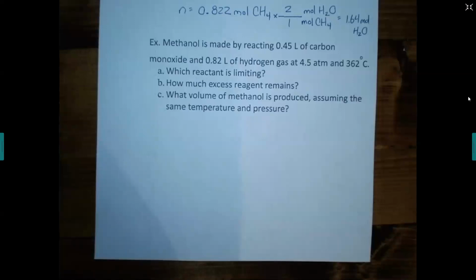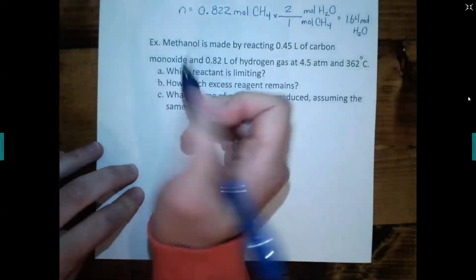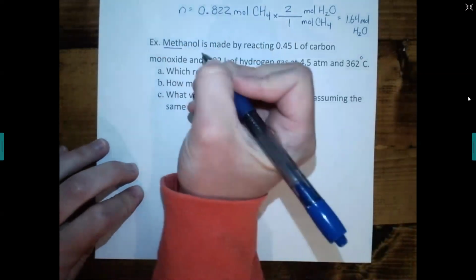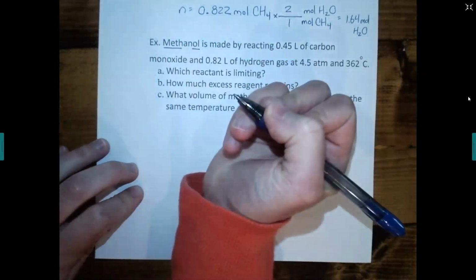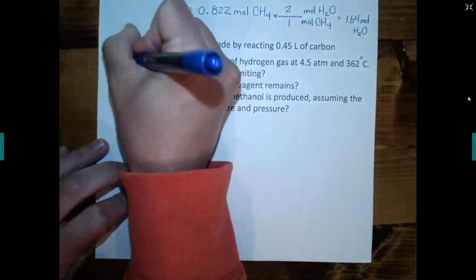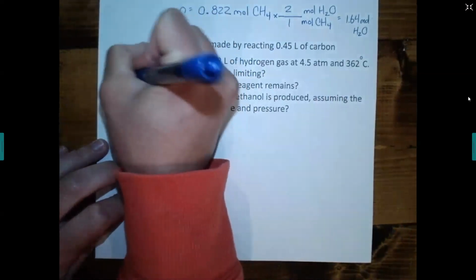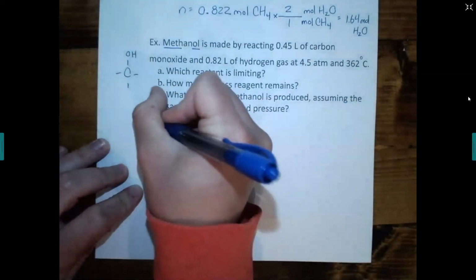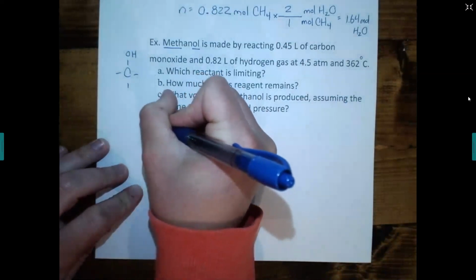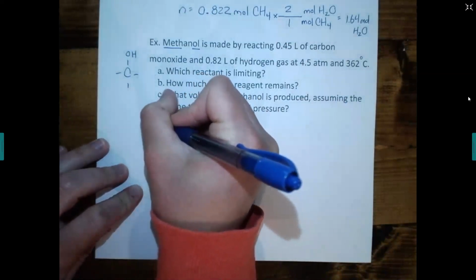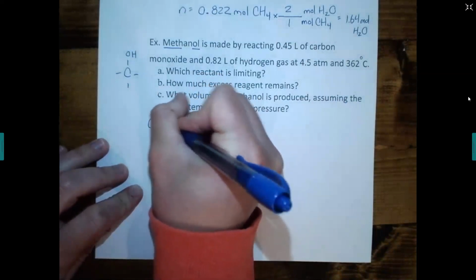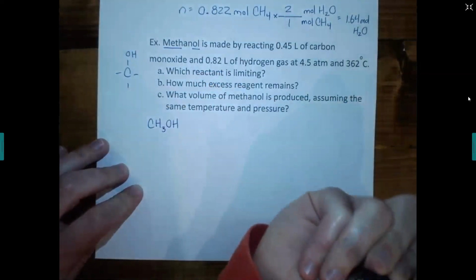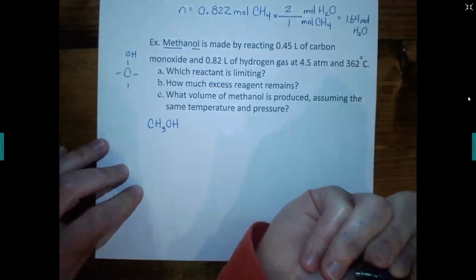Let's first write a balanced equation. Methanol. Meth is one carbon. Ol means there's a hydroxyl group attached. So it looks something like this. So that's going to be C. You can write it CH3OH. You can write it CH4O. I'm going to write it CH3OH just because that's the more common way that looks.